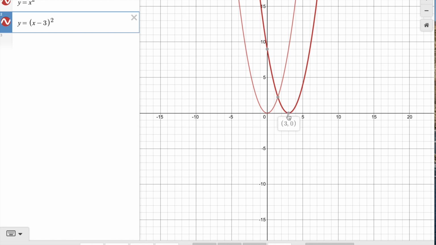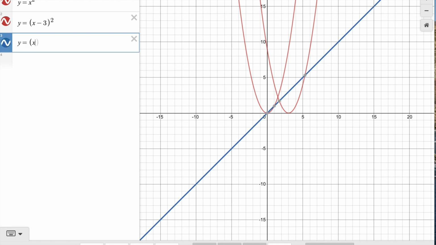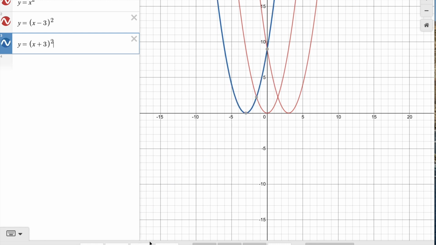Okay, I wonder if we can get it shifting to the left 3. Y equals parentheses x, how about plus 3, close the parentheses squared. Oh yeah, baby, it shifted it to the left.